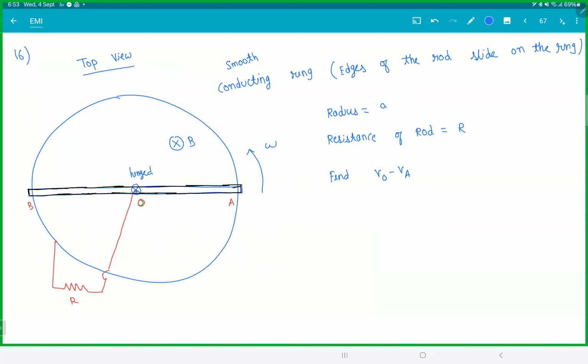3 omega B square by 10. Okay, let's see. I don't remember the answer. Could be right. Try. I'll give another minute.